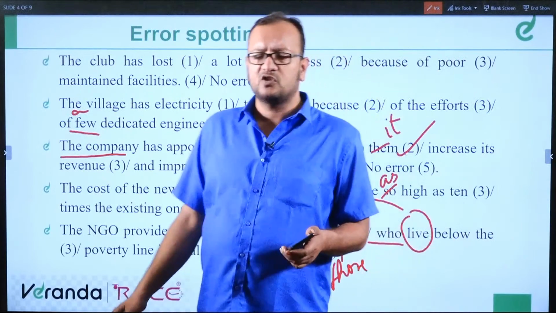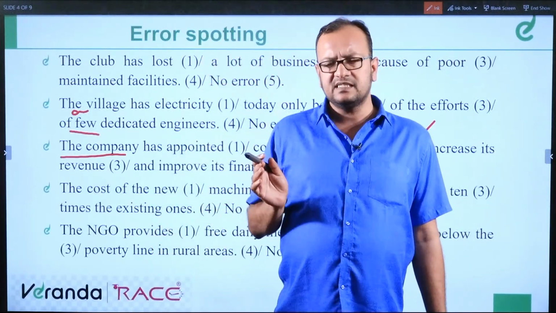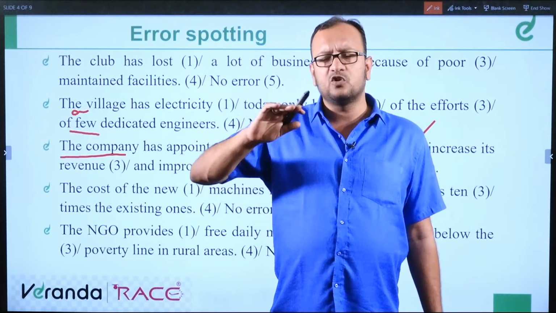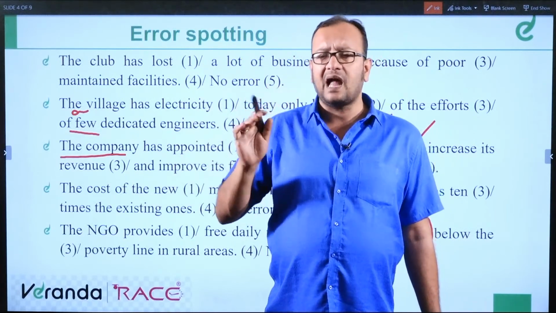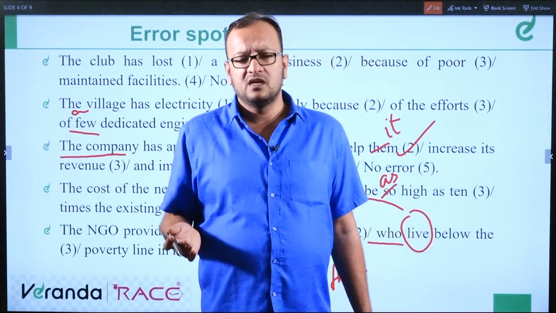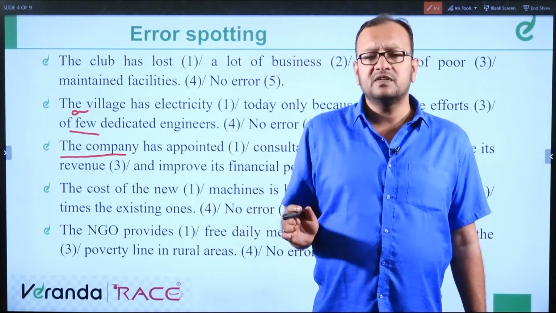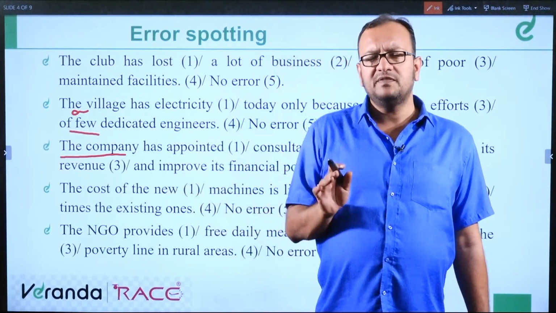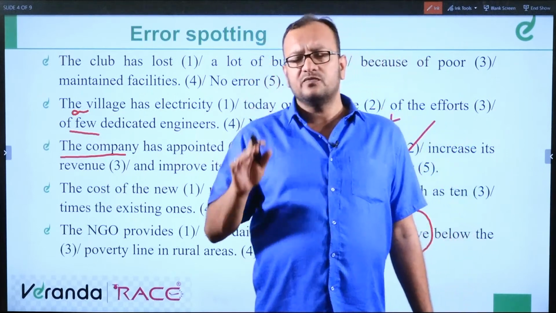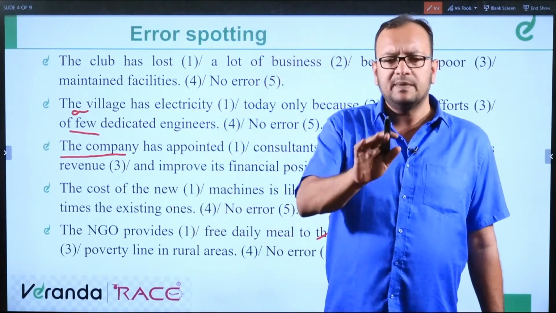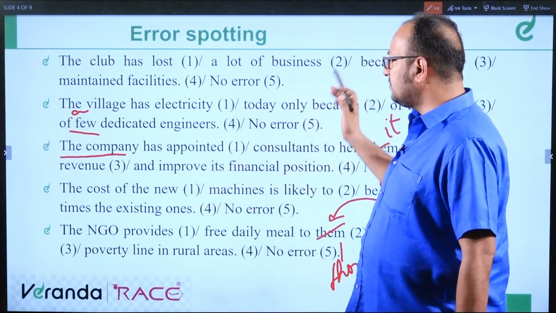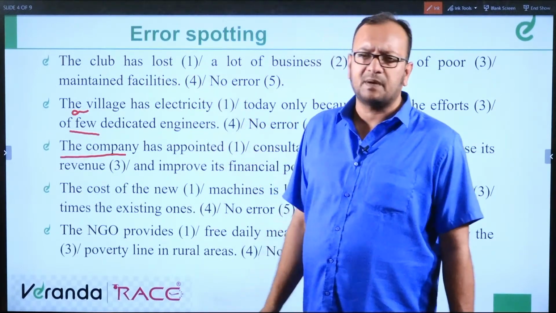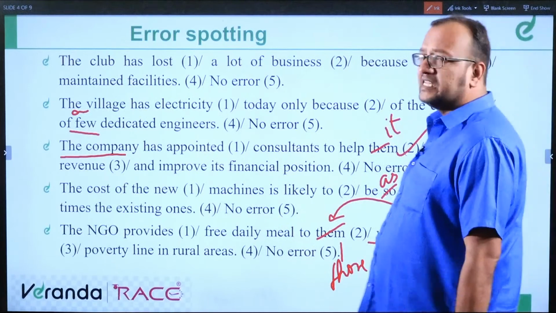So the club has lost a lot of business because of poor maintenance facilities, and I'm saying poorly maintained facilities. Now let us discuss this question. Poorly maintained facilities shows that the facilities were not properly maintained, which is already a habitual kind of thing. Poor maintenance facilities means something which is prevalent. So both are correct. But if the question is like this, you would say the error is in part 4, and I would say error is in part 3. That would be a dispute, I guess.